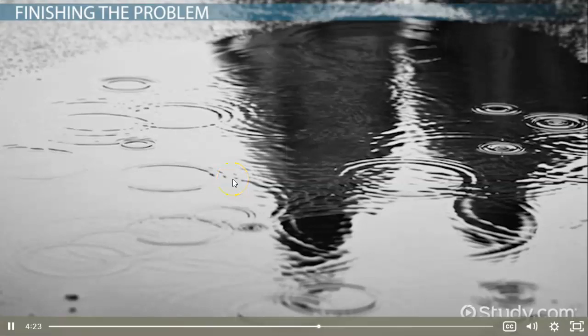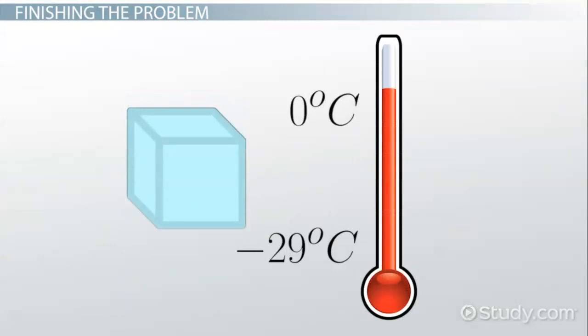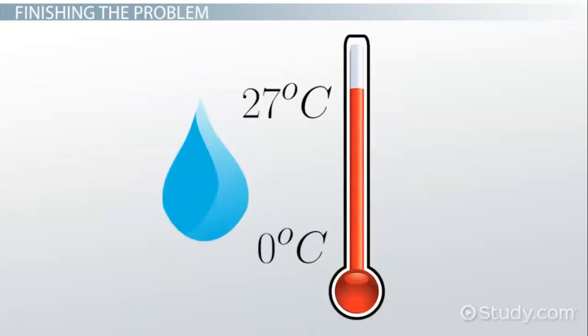Chosen because above 0 degrees Celsius, ice melts. So our heat added for ice can only be applied for negative 29 degrees Celsius to 0 degrees Celsius, and our heat added for water can only be applied for 0 degrees Celsius to 27 degrees Celsius.